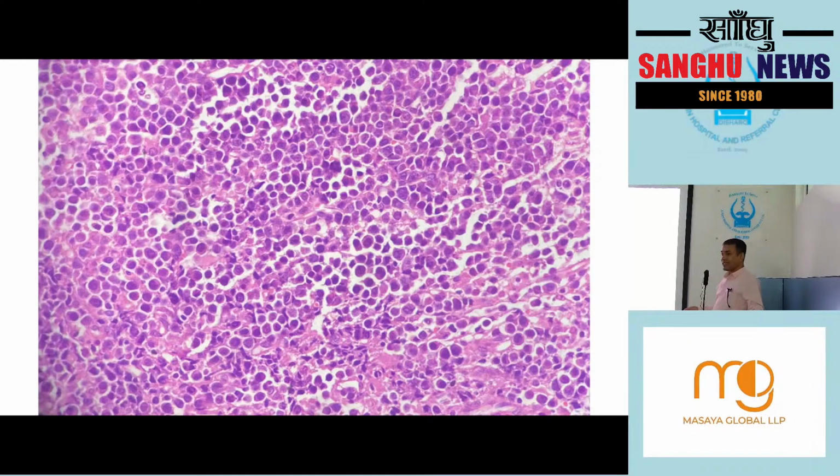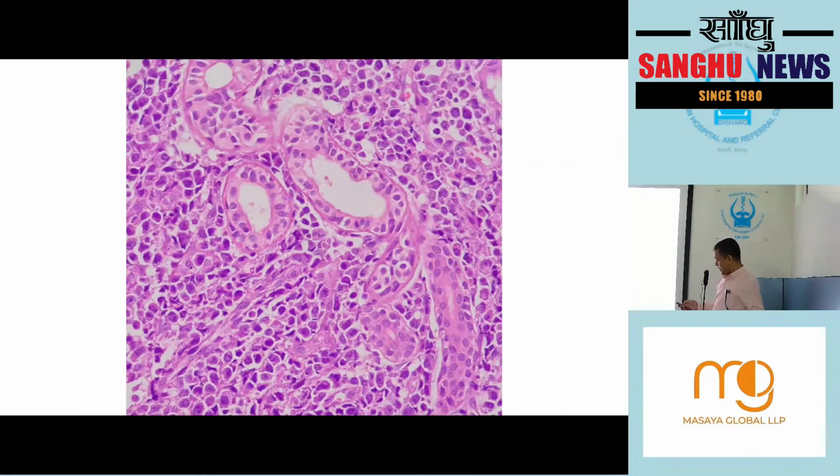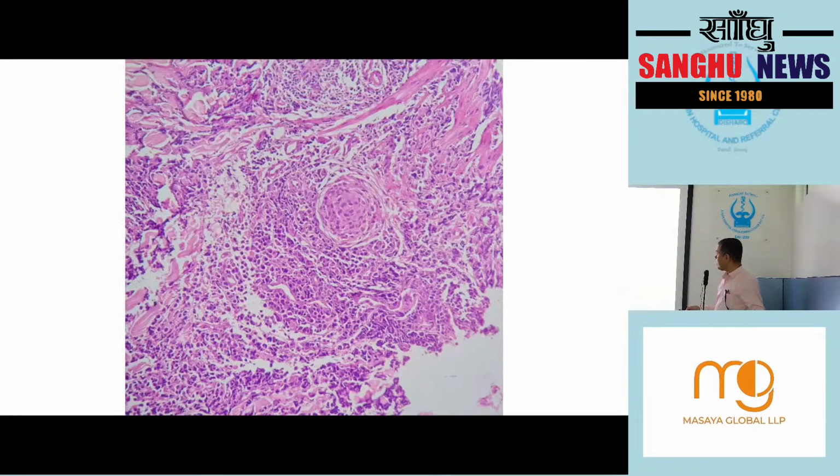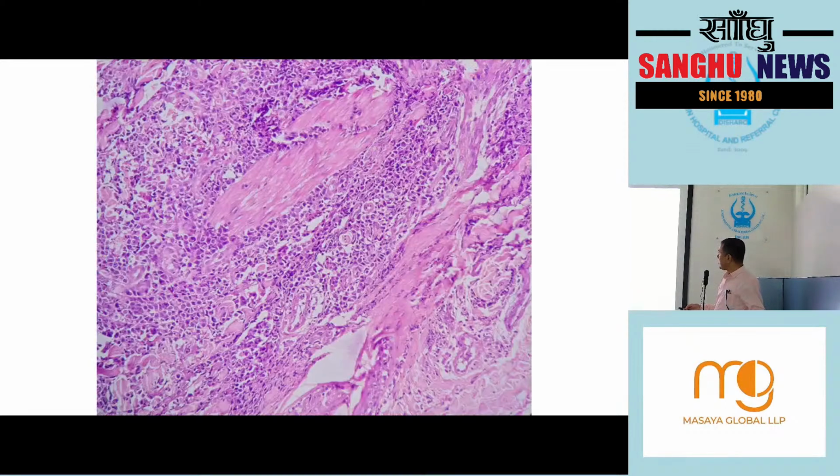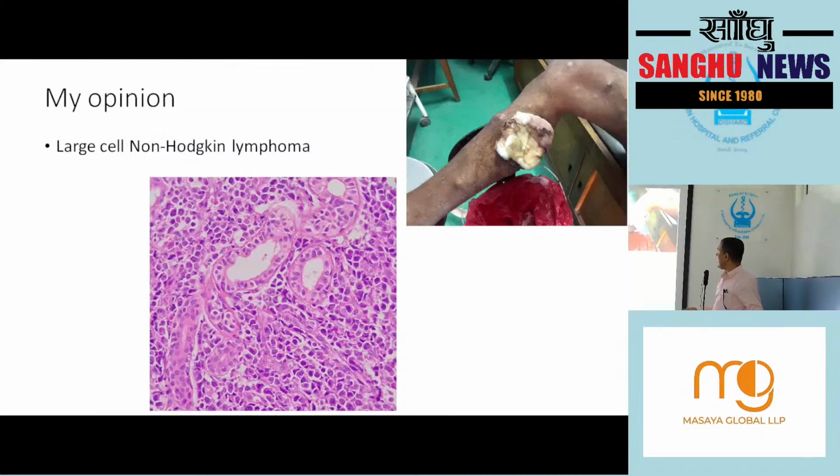Most of the cells are large in size. There is some space around the cells, which is a clue for lymphoma. They are surrounding some eccrine ducts as well, and destroying the erector pili muscles. I made a diagnosis of NHL with these microscopic pictures.